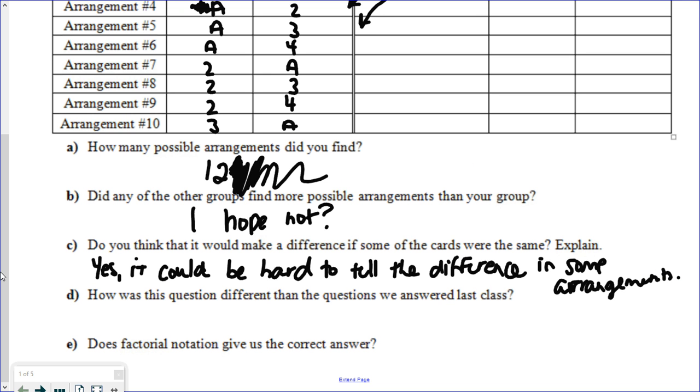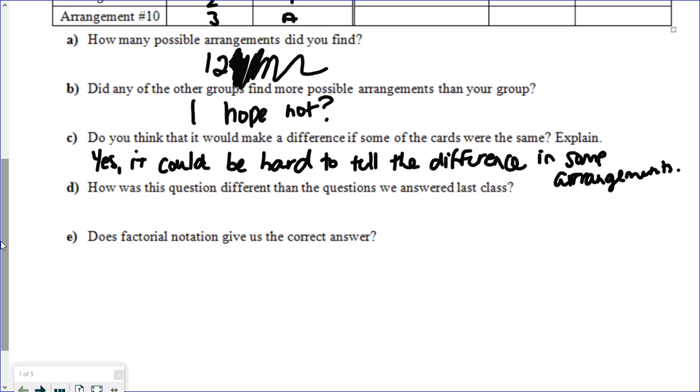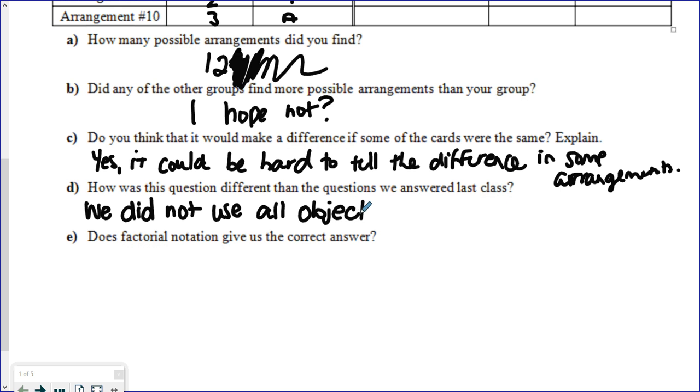So how is this question different than the questions we answered last class? Looking at the ones last class, we had students lining up for lunch. We had arrangements of people's names using all the letters. This one's different in that we did not use all of our objects. In this case, the objects were the cards. We had 4 possible cards to choose from, but in each of the arrangements, we were only arranging 2 of the cards.